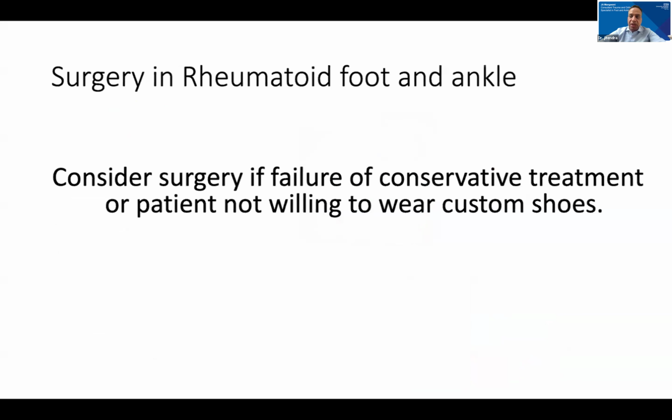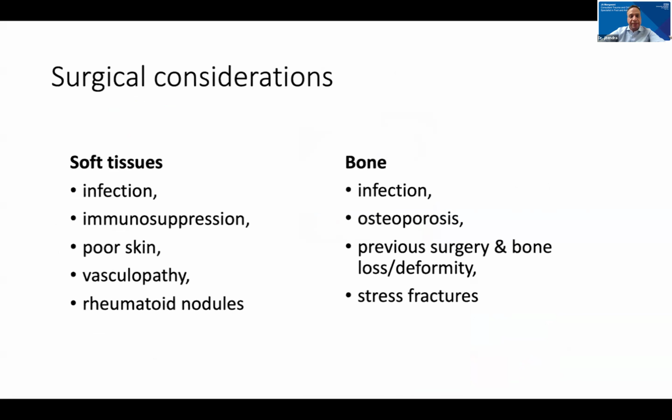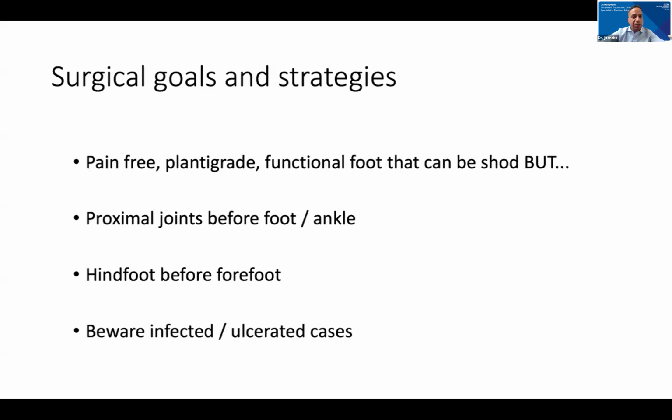So consider surgery when the conservative management fails or the patient is not willing to accept just the custom shoes. And it's important to realize there are certain principles. So considerations are on the soft tissue side. You've got the consideration of immunosuppression, infection, poor skin quality, vasculopathy, rheumatoid nodules. And on the bone side, potential for a higher rate of infection, osteoporosis, previous surgery, whether they've got a stress fracture, and we'll see a case in a minute about that.